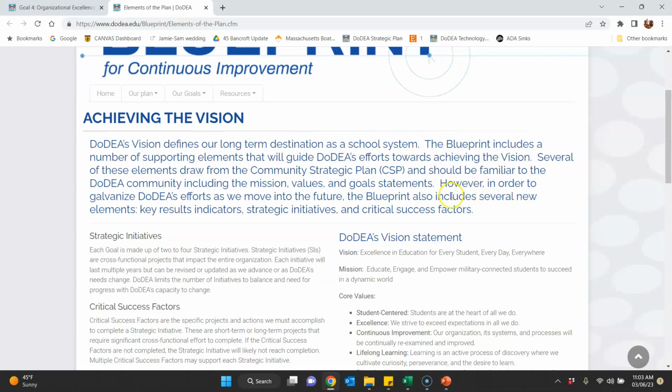Ideally, everyone in the organization can remember the vision statement and the mission statement. The difference between these is that the vision statement is what you see basically with your eyes closed. It's the ideal world that you would like to create, excellence in education for everyone. The second, the mission statement, is about what you're doing every day when you're there. So educate, engage, and empower military-connected students to succeed in a dynamic world. And that is basically what the schools are trying to do.